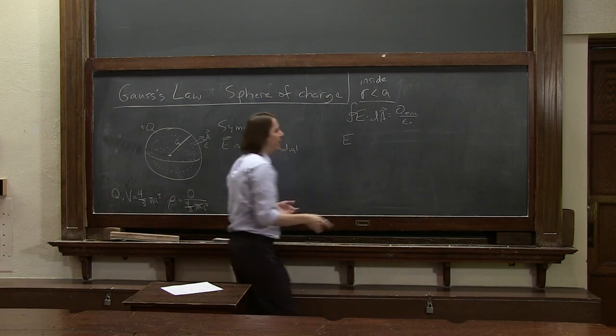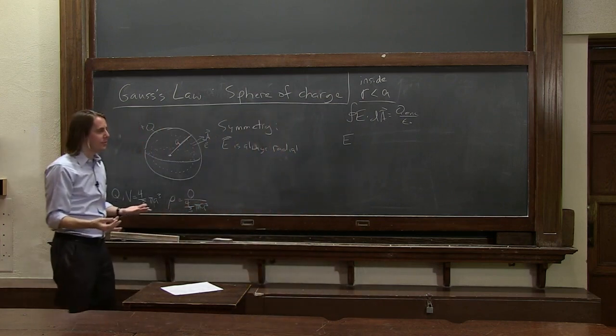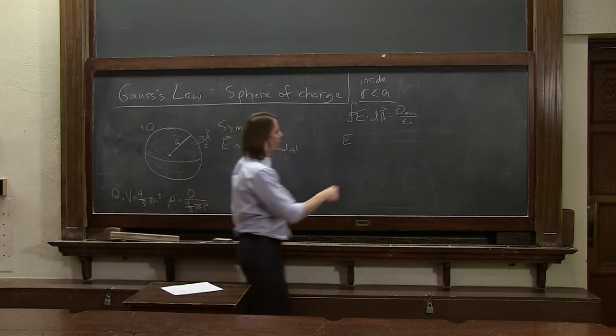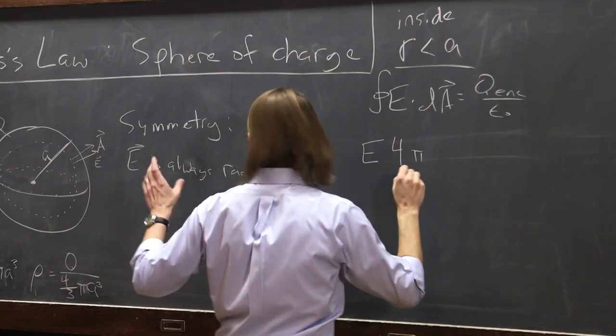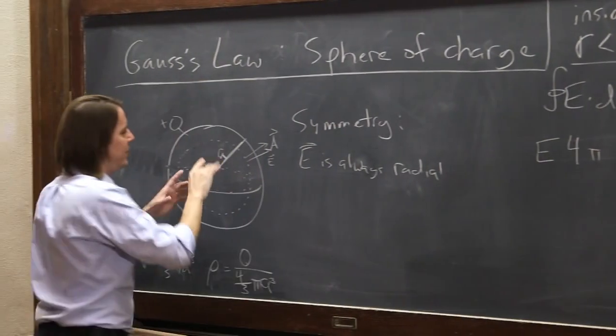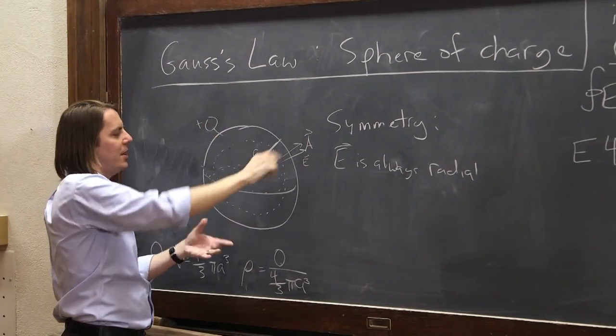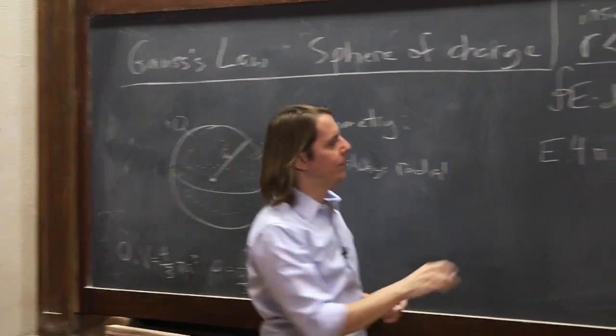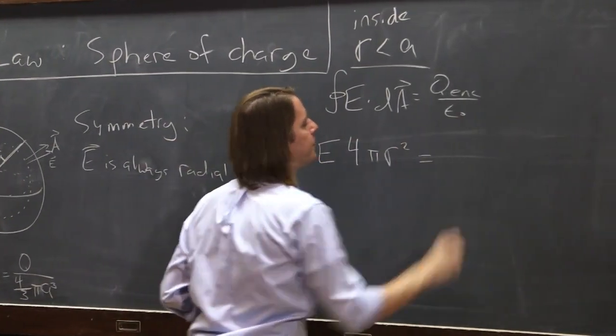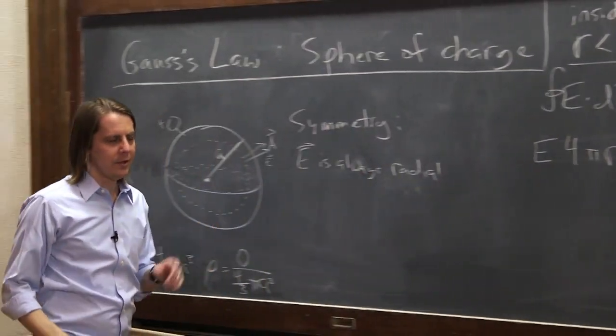The integral of dA is just the surface area of a sphere. Right? So the surface area of the sphere is 4 pi r squared, because the sphere of charge has a radius a, and we're doing a Gaussian surface out to some radius r. So 4 pi r squared. Okay, that's the left side.